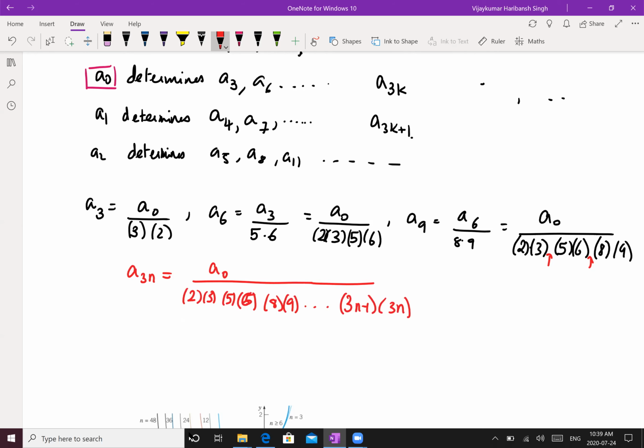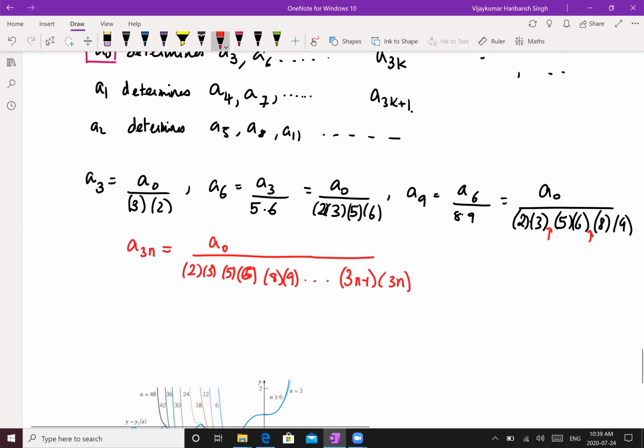So similarly, you can see A4. So now let's talk about A4. A4 is going to be A1 divided by 3 times 4.